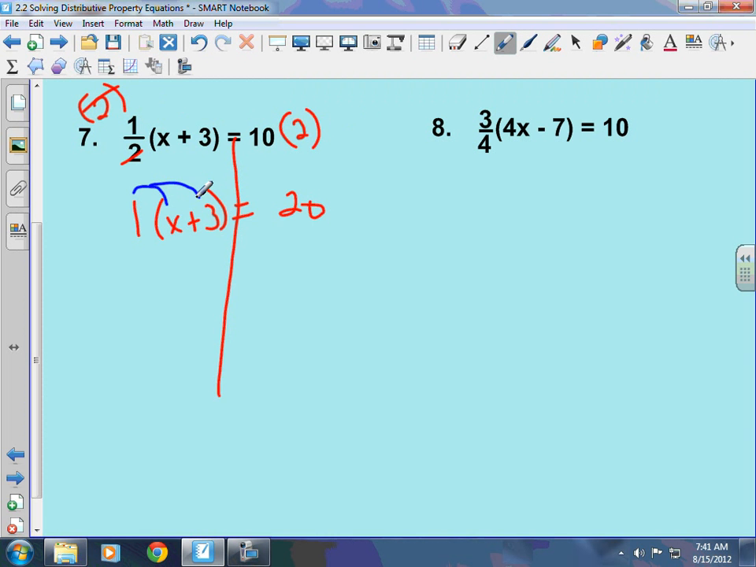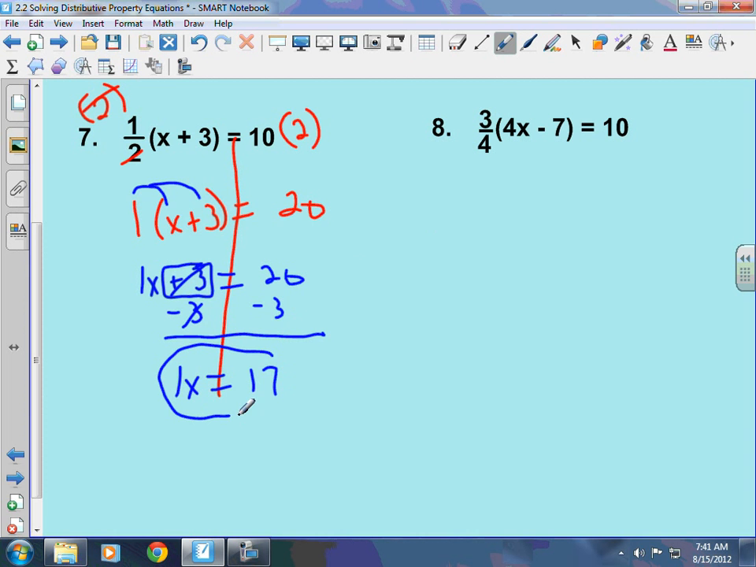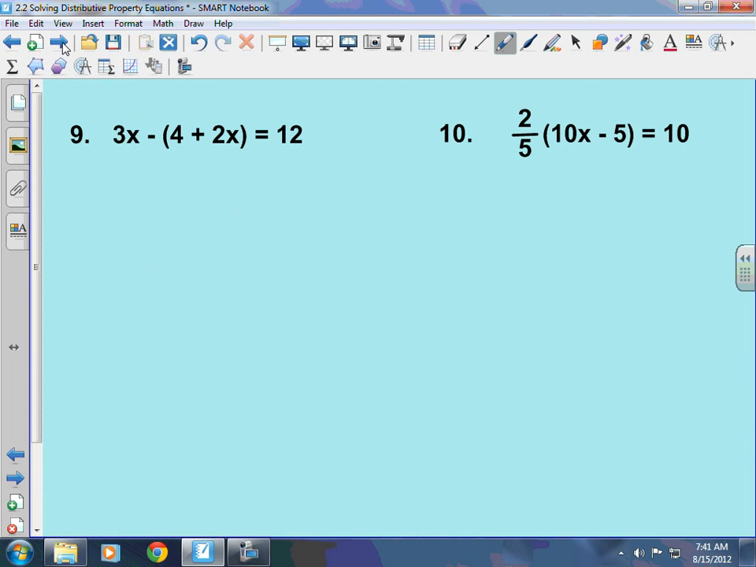So then I distribute my 1. 1x plus 3 equals 20. I subtract 3 to both sides because that's my constant, my number that's by itself. 1x equals 17. Now, can I divide both sides by 1? Yes. If I divide both sides by 1, is that going to change my answer? No. 17 over 1 is 17. Okay, you should be able to do number 8. Let's look at number 9. You should also be able to do number 10.